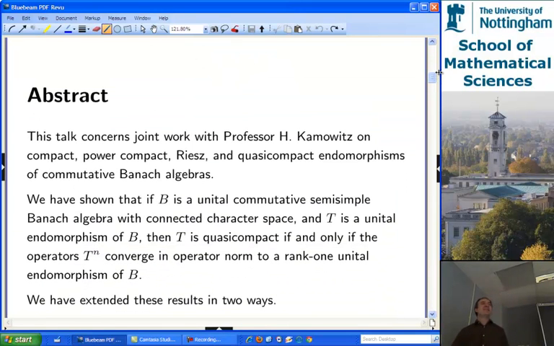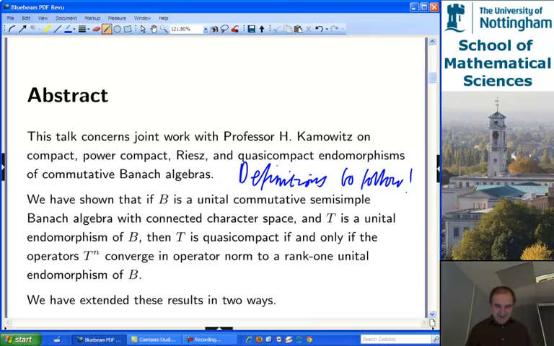So here's the abstract, which is almost identical to the abstract that you'll have seen in the booklet, with a couple of minor changes. I'm going to be telling you about various kinds of endomorphisms of commutative Banach algebras, sometimes semi-simple, sometimes uniform algebras, but more generally commutative Banach algebras, and especially semiprime commutative Banach algebras. Let me promise you that the definitions are coming later.